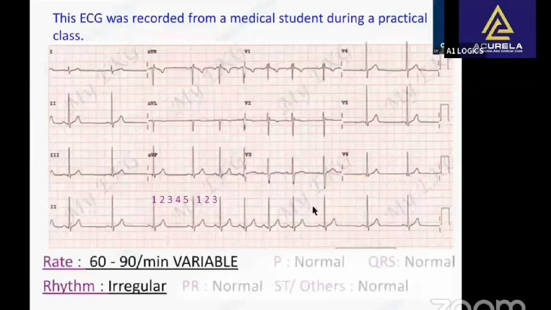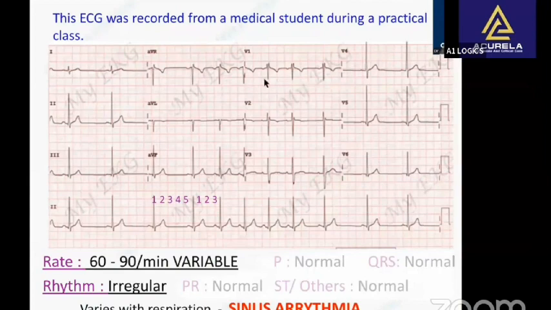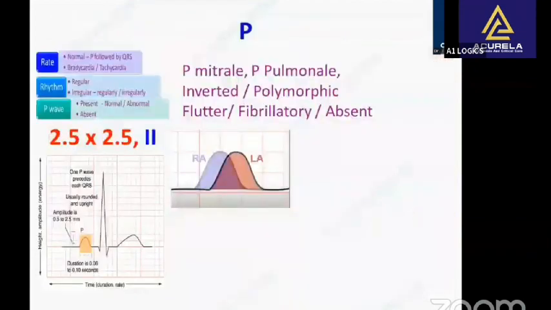So if this has got a relation with respiration, then we can brand this as sinus arrhythmia. Sinus arrhythmia is common in asymptomatic young males, usually who have vagal predominance. So there is a variation that occurs in the heart rate in relation to respiration. During inspiration, the heart rate increases, and during expiration, the heart rate decreases. So this is called a sinus arrhythmia.